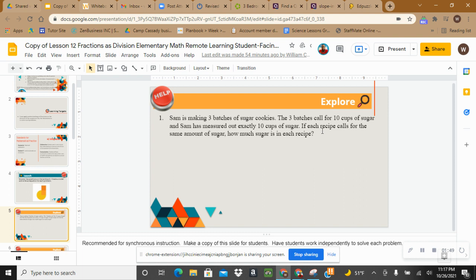All right. So, what am I dividing? Am I dividing the 3 batches or am I dividing the 10 cups of sugar? So, if I look at my question, if each recipe calls for the same amount of sugar, how much? So I'm going to be dividing the sugar up into 3 different batches. All right. So that's going to be 10 divided by 3.